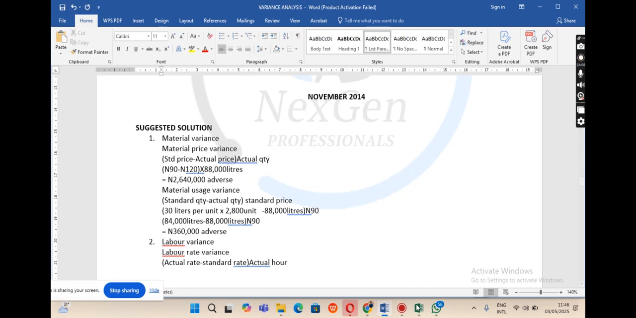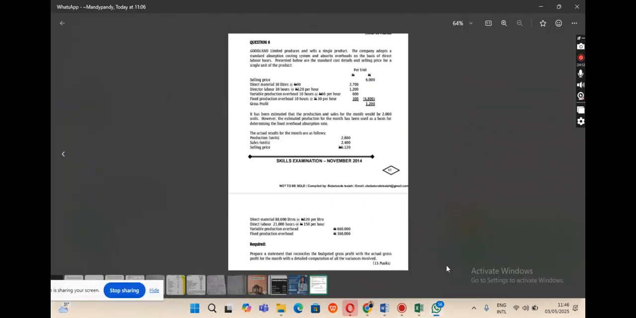So we go there and check our actual rates. Now, in direct labor, we have 21,000 hours. What is the actual rate here in direct labor, class? 150 naira per hour.